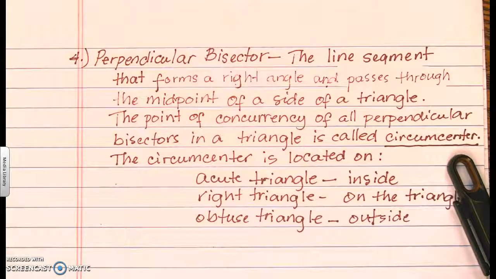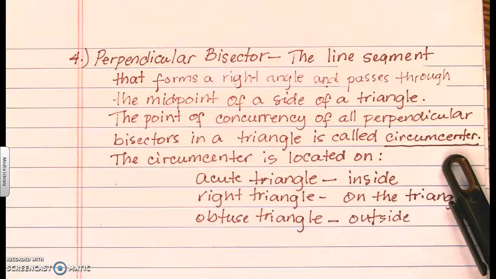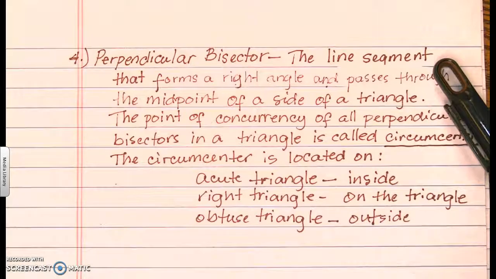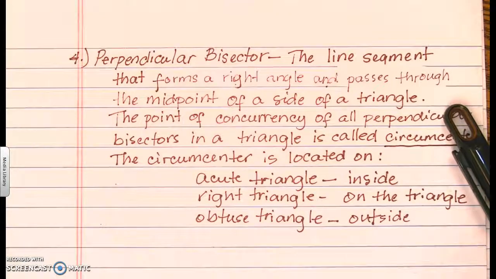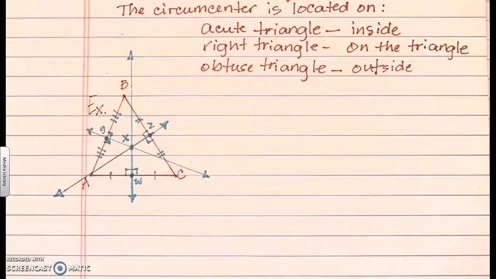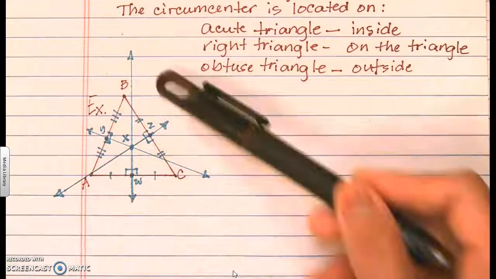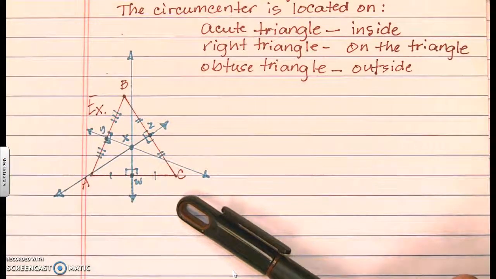So what are perpendicular bisectors again? A perpendicular bisector is the line segment that forms a right angle and passes through the midpoint of a side of a triangle. It may be a line or a line segment. It could be a ray. It has to be perpendicular to the side of a triangle. So as an example, I have here triangle ABC, which is an acute triangle.